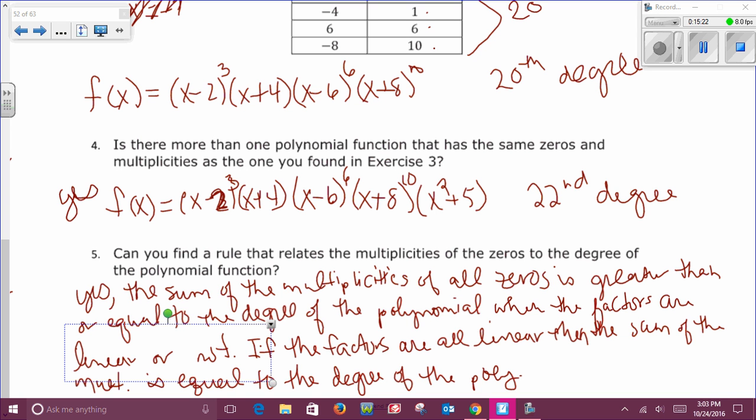All right, so that is it for this set of notes. The multiplicity idea is new to you, but that is very helpful information to know.